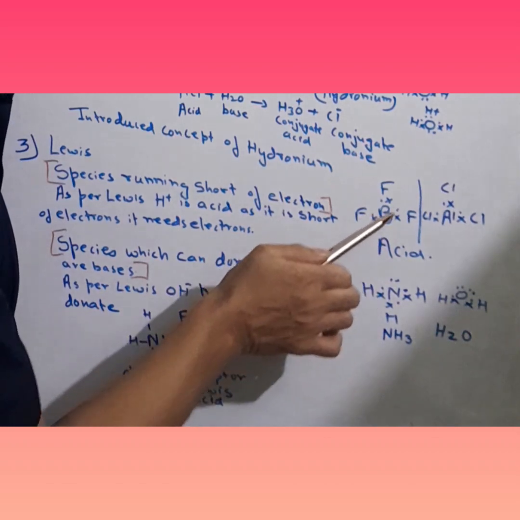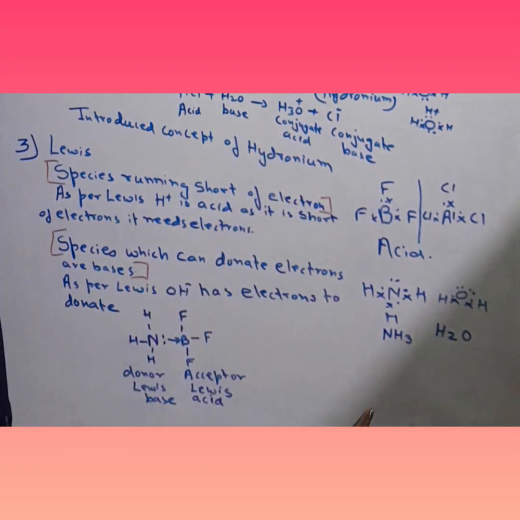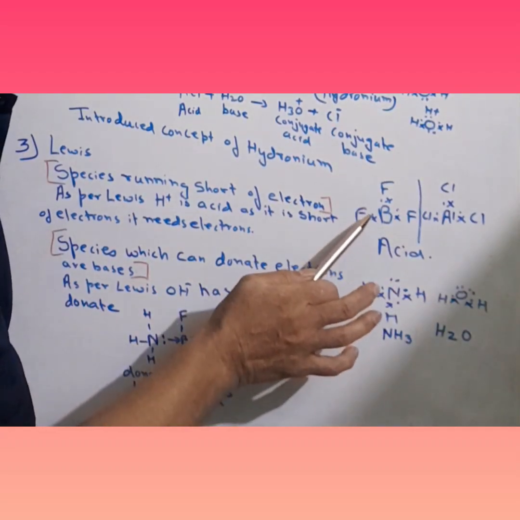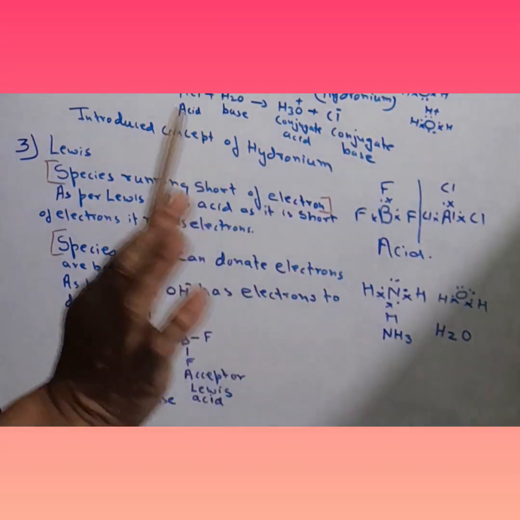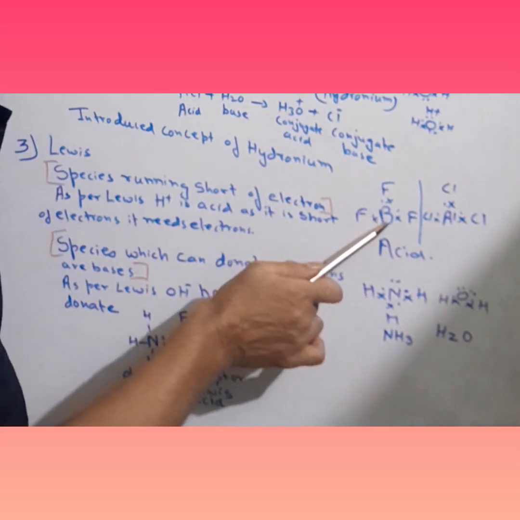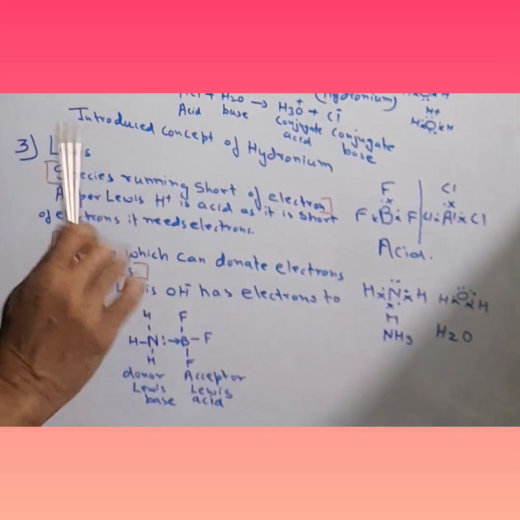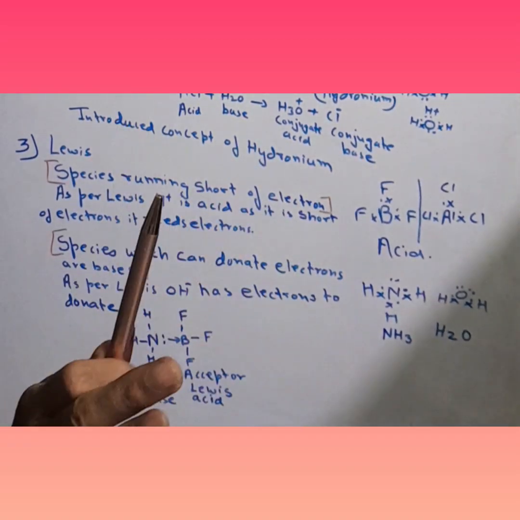Similarly here. So fluorine atoms are satisfied with their octet, but BF3, if you check out, has only 6 electrons. Boron has only 6 electrons in its valence shell, so its octet is not complete. So it is running short of 2 electrons. Now since it's running short of 2 electrons, it's an acid. It's not giving out H+, but since it is running short of 2 electrons, it's an acid.